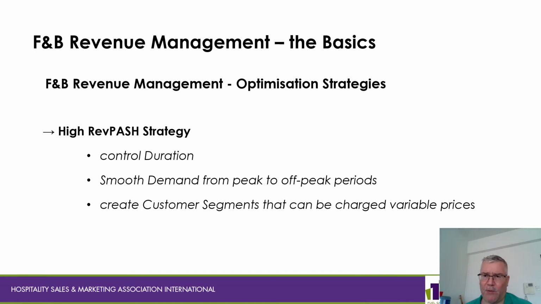High RevPASH strategy, as we face rather high demand periods. So it's all about controlling duration, so that you sell the table another time, 2, 3, hopefully 4 times. You can try to balance or to smooth demand from peak to off-peak periods by running promotions, etc. And you can create customer segments which can be charged variable prices. Customers who want to have a different table location, etc., etc.